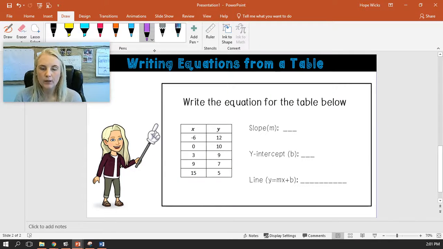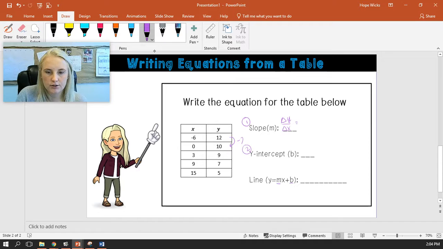Let's try another example. Here again I have a table, and we are looking to write the line of this table. Don't forget that first we need to find our m and our b. First we're going to find our slope and our y-intercept, and then we're going to plug it into our line. Don't forget that slope is change in y over change in x. Let's start with change in y. I can pick any spot here and find my change in y. What is happening from 12 to 10? It looks like we're subtracting 2. That can be my change in y.